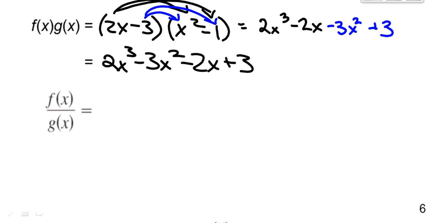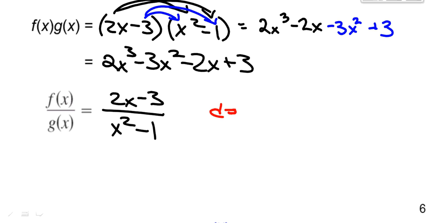for this one, it'll be f of x, which is 2x minus 3, over g of x, which was x squared minus 1. And hopefully you have those written somewhere. So this one doesn't need to be reduced or simplified. It's fine the way it is. The only disclaimer that we have to have is the denominator can't be equal to 0. So denominator can't be equal to 0. So we'll have to restrict the domain.